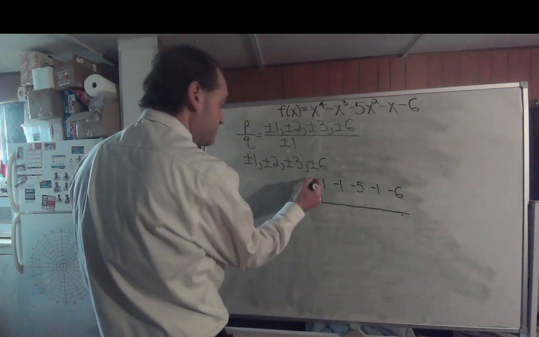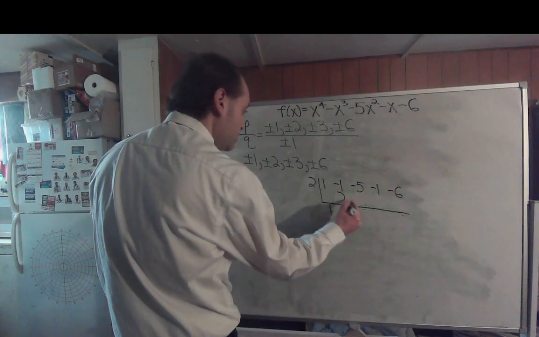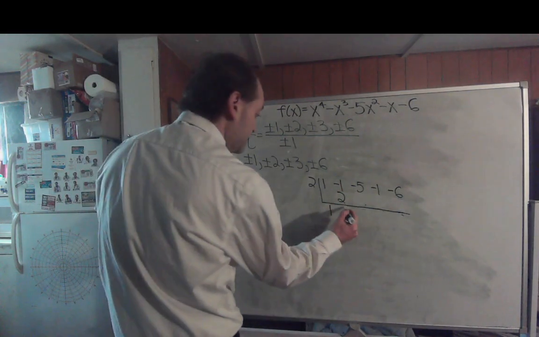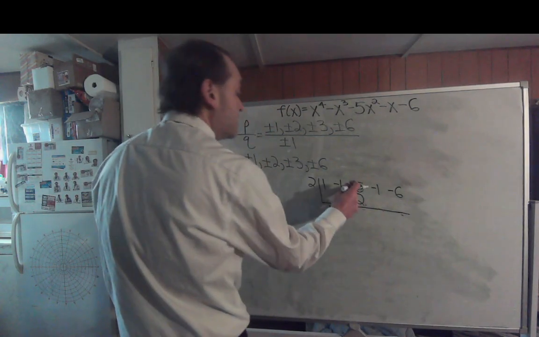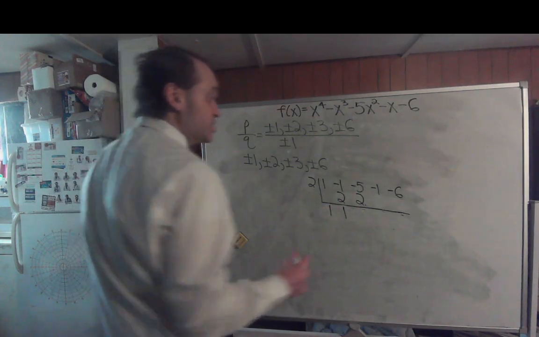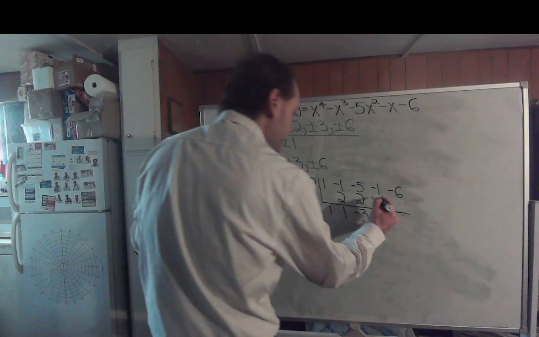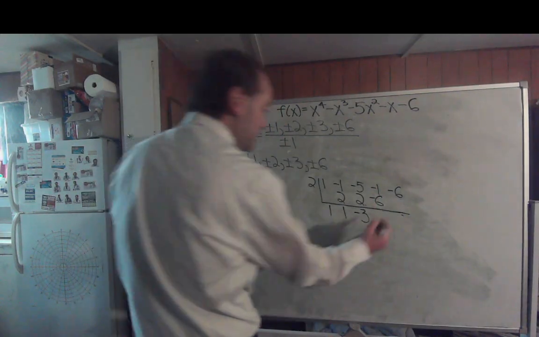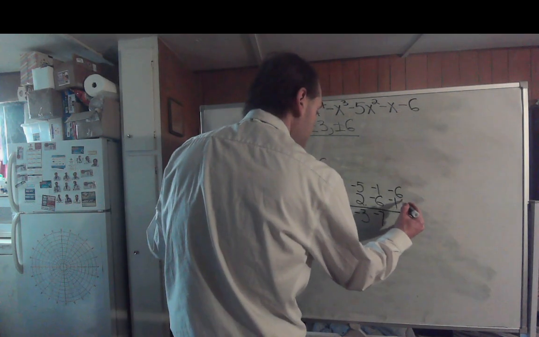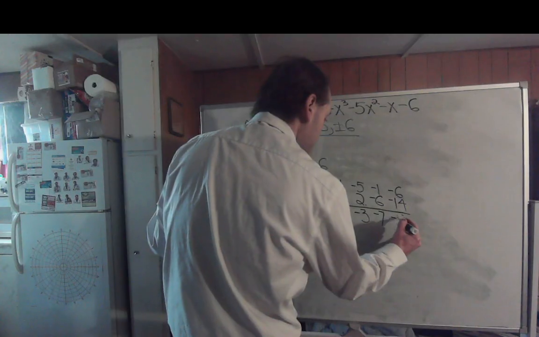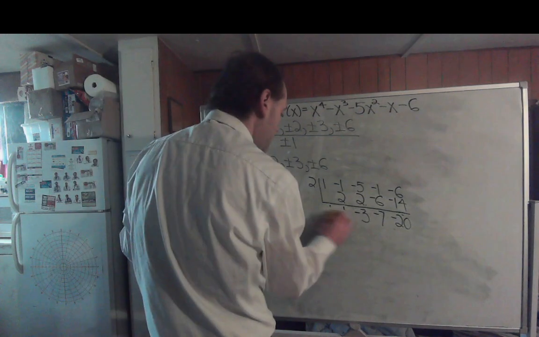Let's try +2. So bring down your 1. Now what's 2 times 1? That's 2. -1 plus 2 is +1. All right. 2 times 1 is 2. -5 plus 2 is going to be -3. 2 times -3 is -6. -1 minus 6 is -7. 2 times -7 is -14. All right, -6 minus 14 is -20. Well, we have a remainder of -20. That's definitely not going to work.